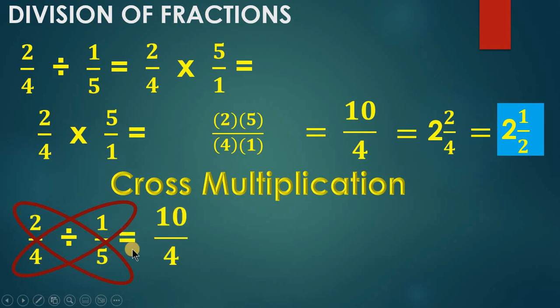So, 2 times 5 is 10. 4 times 1 is 4. So, we have 10 all over 4, or 2 and 2 fourths, or 2 and 1/2. So, ganun lang kung paano mag-divide.